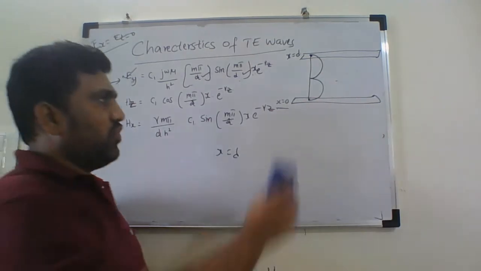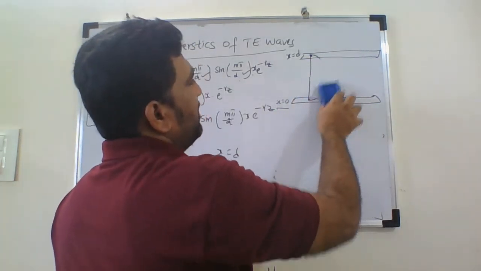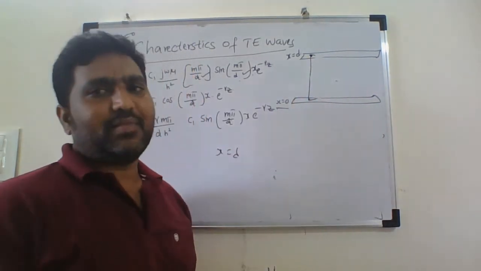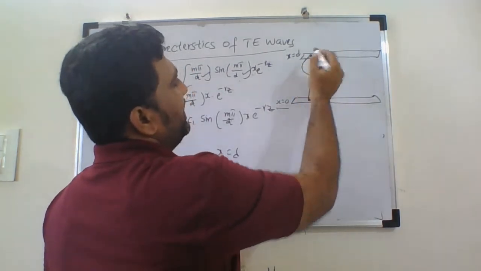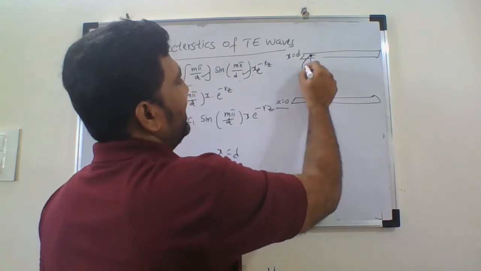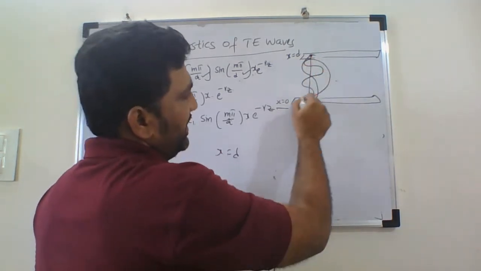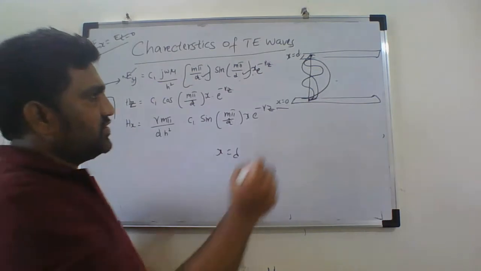So therefore we can have a sinusoidal variation like this. There can be one half cycle, there can be two half cycles, or there can be three half cycles. We can get a variation like this, or like this, or like this also.